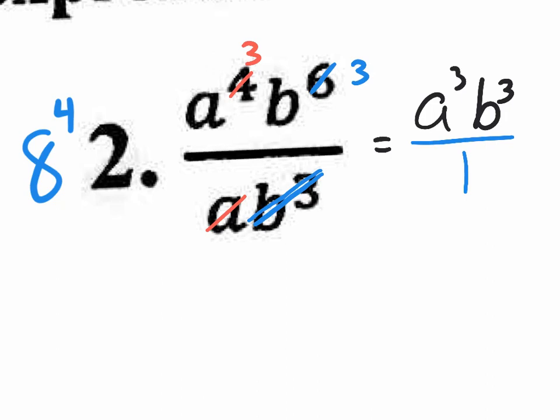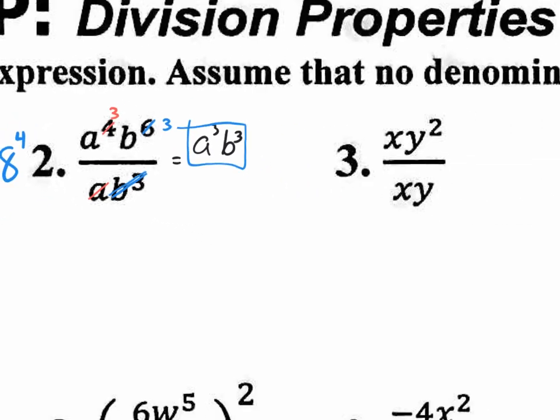is it necessary to put the over 1? No, it's not, because divided by 1 will give you the same exact answer. So let's not put this divided by 1. Let's just leave it a to the third, b to the third. That's your answer. And that's how they write it on your solution on the back side. Let's move on to number 3.